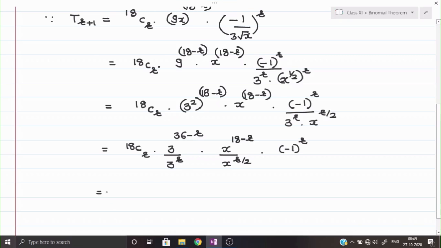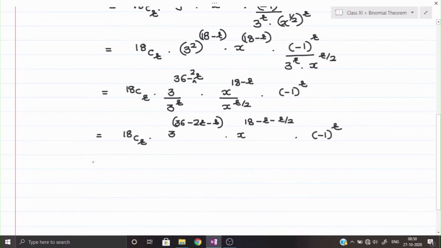Now further it can be 18CR into 3 to the power, sorry, here 36 minus 2r should come. So here I am writing 2. Okay, 36 minus 2r. So this will be 3 to the power 36 minus 2r and then minus r. R will be subtracted. Okay, into x to the power 18 minus r by 2 into minus 1 to the power r.